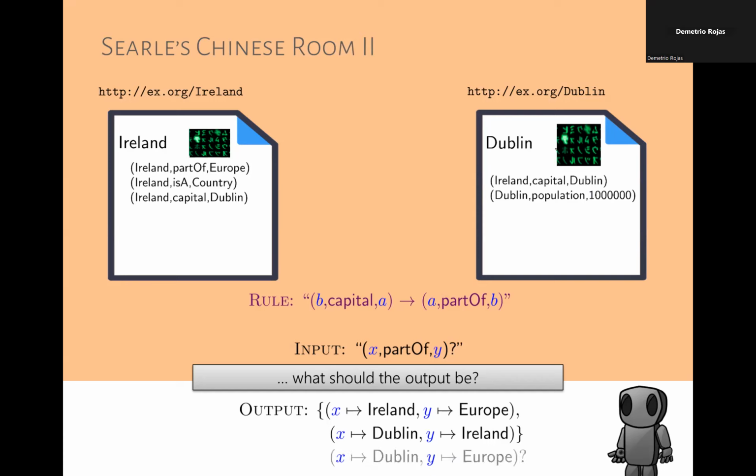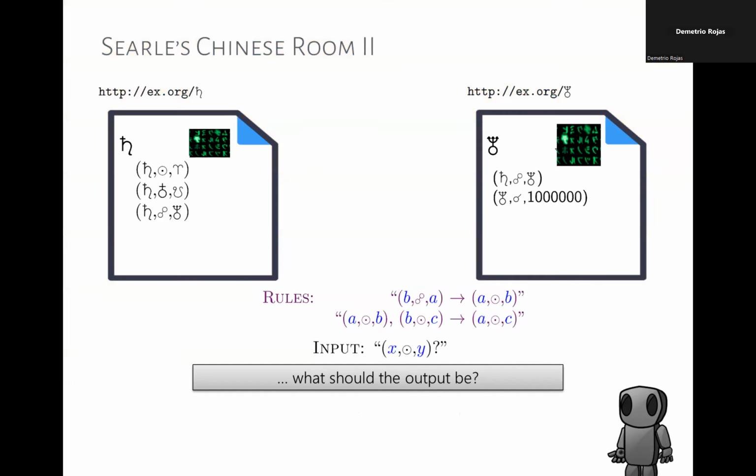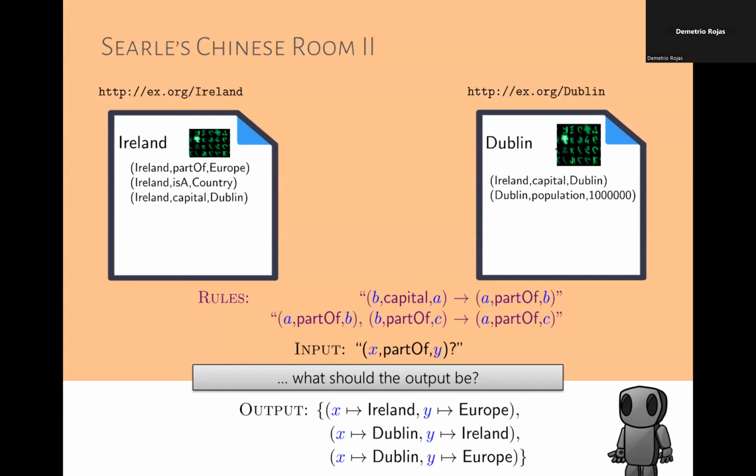What about the Dublin Europe case? For the Dublin Europe case, we can add a new rule, and this is the transitivity rule. A circle B, B circle C implies A circle C. So A part of B, B part of C implies A part of C. So now we get a third answer to our query. And we can think about how to implement this using algorithms and logic. So now we get our third response, Dublin Europe.